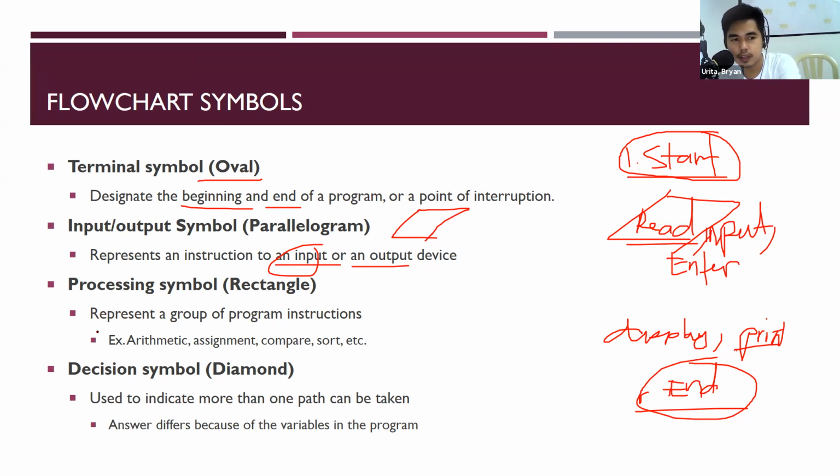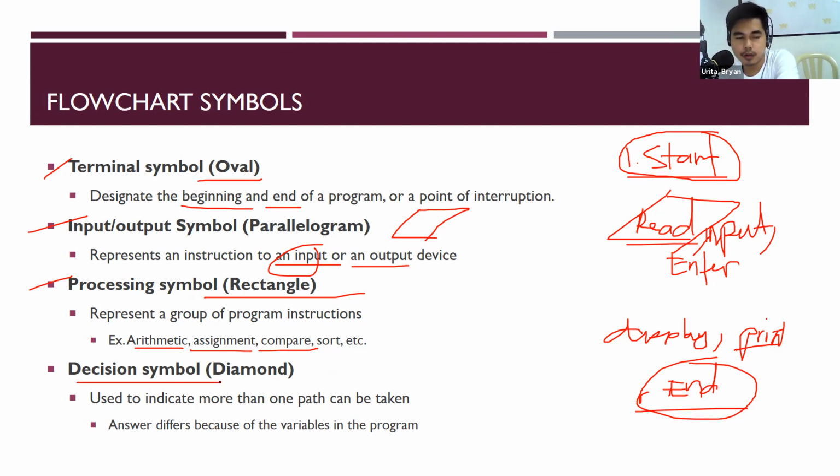So yan. And the next symbol, we're done with that, this is the processing symbol. So we are going to represent arithmetic, assignment, comparison in a rectangle. So if you want to write the formula, that is a rectangle. That is a process of converting Celsius into Fahrenheit. So that's a process, arithmetic process, assignment process. If you're equating X to Y, that is a process. So you're going to use the rectangle or processing symbol.